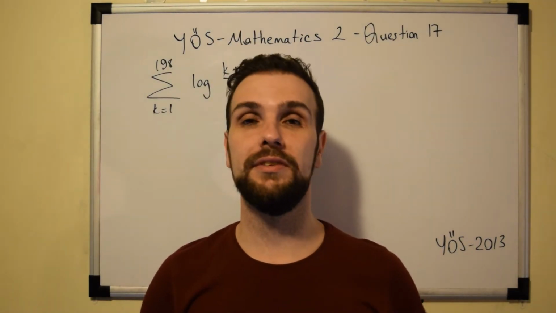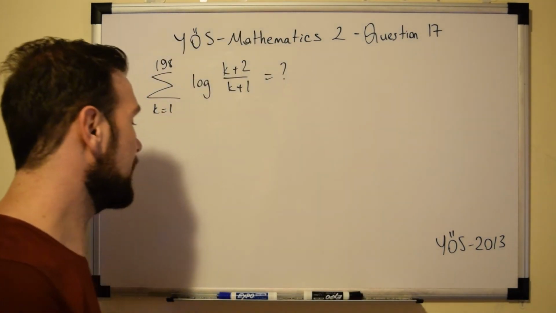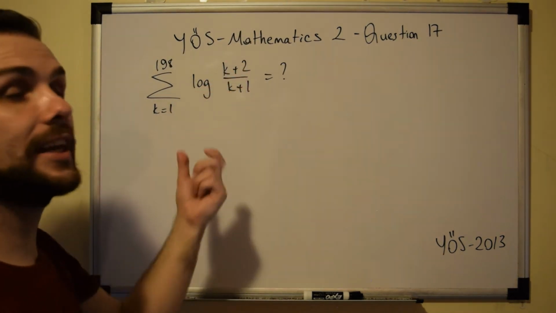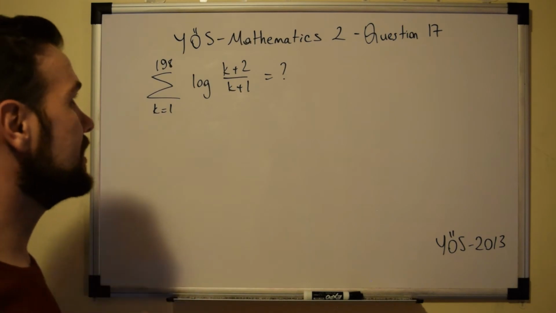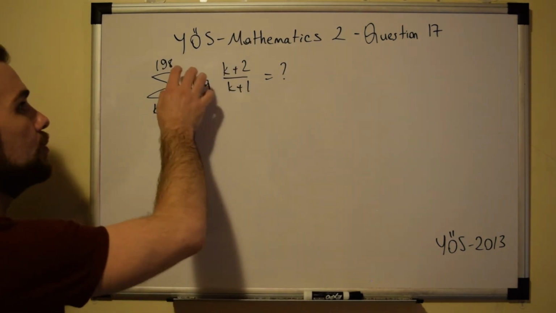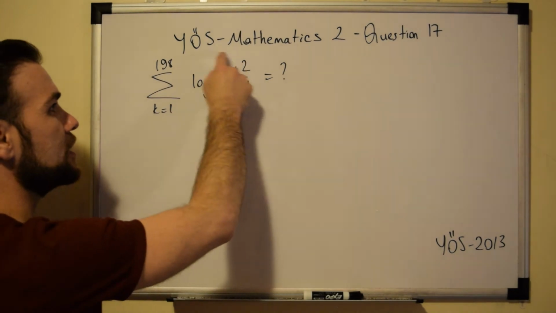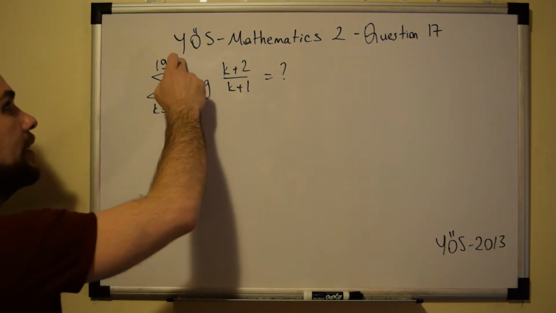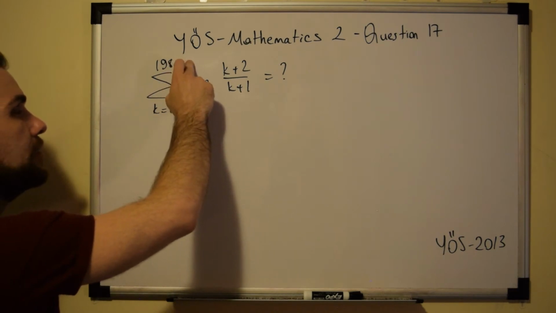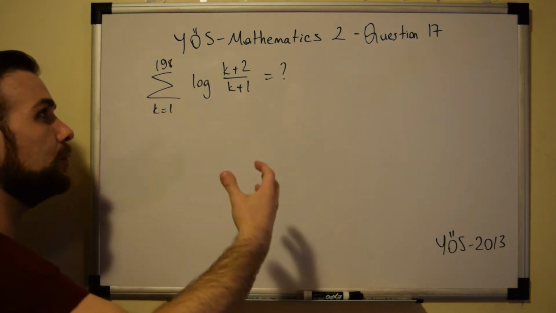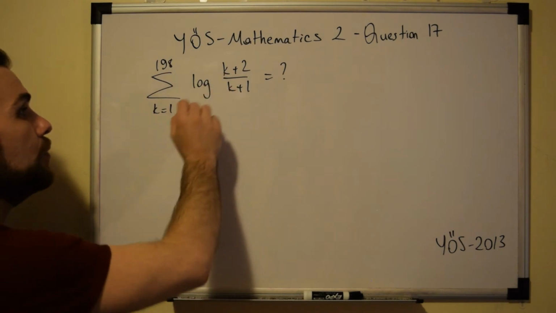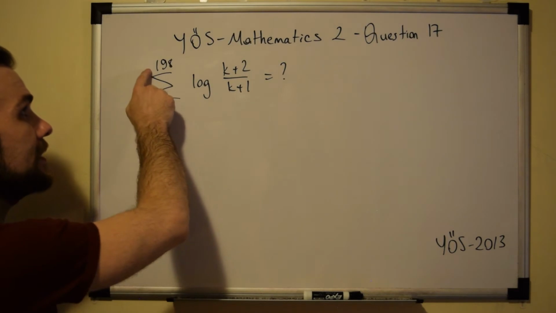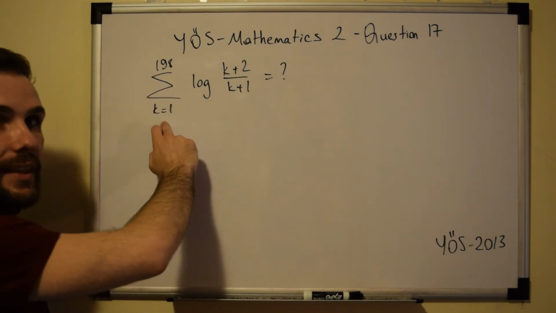Welcome to question number 17. In this question we have the summation of logarithm of k plus 2 over k plus 1. So what does that mean? It means that we have to find the summation of this expression where we have the lower limit, which is equal to 1, and the upper limit, which is equal to 198. So in other words, it means that k will have the value from 1 to 198, never surpassing this value and never going below this value.